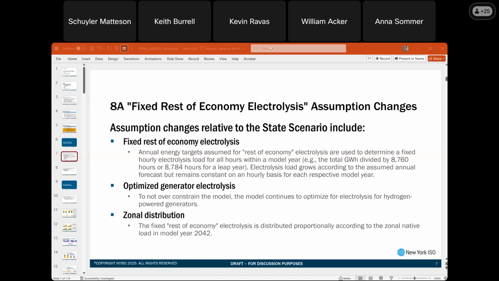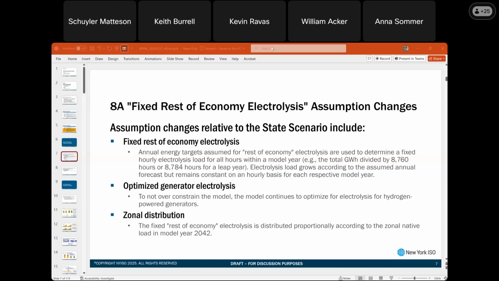I guess first of all, in the utilization, one could get some sense of that by looking at the capacity factor of the DFERs, right? You certainly could, but the electrolyzers would be serving this rest of state economy load as well. So there's a mix of both there. Yeah, okay, that makes sense.